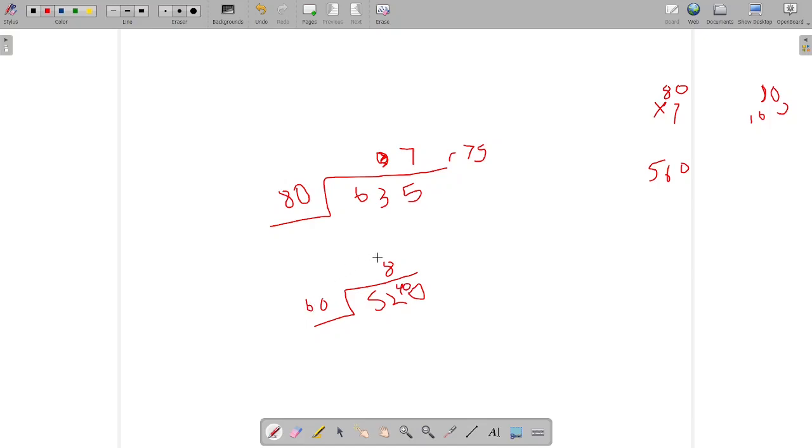Again, let's double check that. 6 times 8 is 480, yeah, plus 40 is 520, that's right. So there's 40 here, that means 400 now. How many 60s go into 400? That's going to be 6, because 6 times 6 is 36, that's 360, and then you've got a remainder of 40. Okay, a remainder of 40.